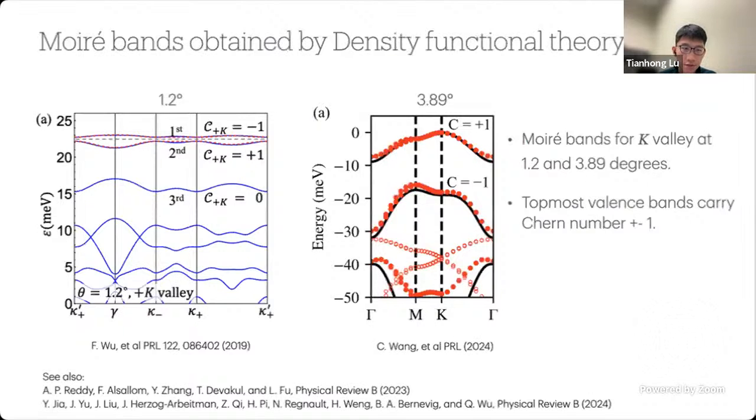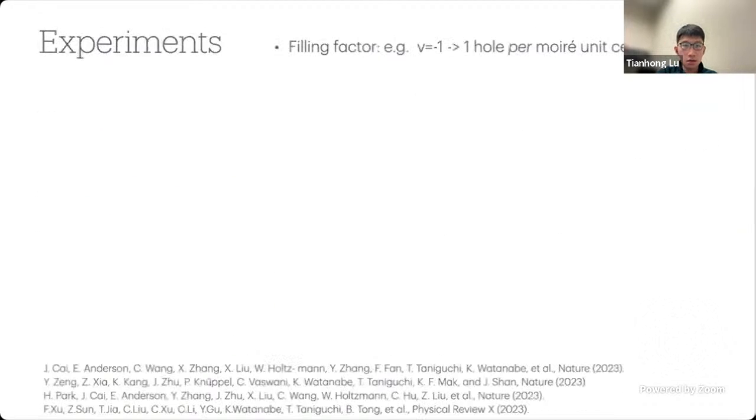No matter if it's 1.2 degrees or 3.89 degrees, one common thing is that the topmost two valence bands carry a pair of Chern numbers +1, -1. So from the theoretical point of view, it's highly possible to find FCI in such systems. And in fact, it was observed last year. Now I'm showing some excellent work of experimental observation of FCIs in MoTe2, and one of them is by a group at Cornell. I have to mention that.